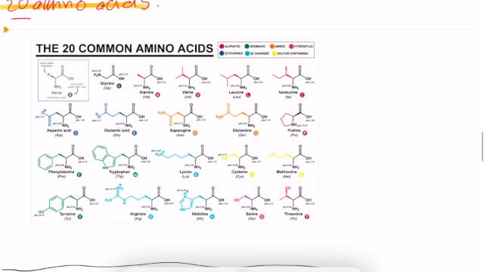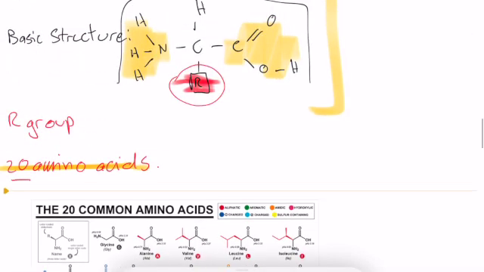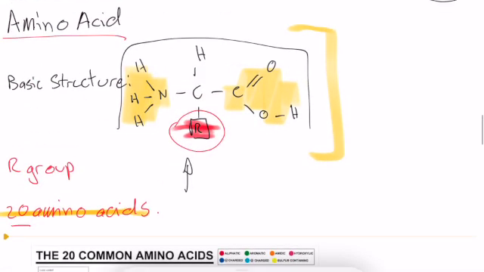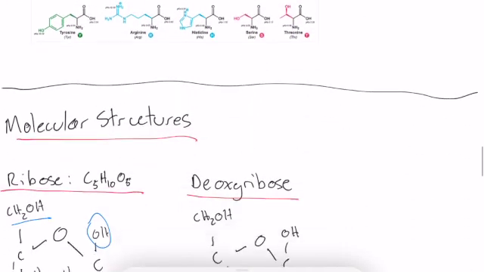So I've put an image here of the 20 common types, and although it looks complicated, it can be summarized to the fact that each R group is unique and leads to each specific type of amino acid. So that's your basic structure, and it's important to know. And the R group is what defines each one individually.